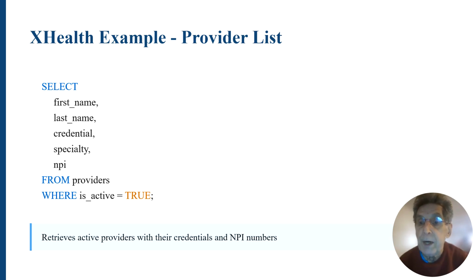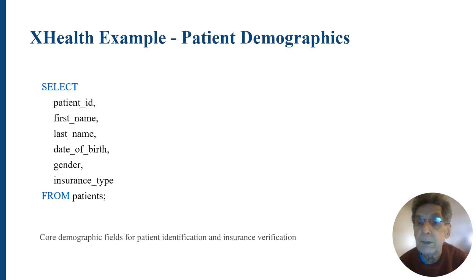Now, notice we have a where clause here. We're filtering to only show providers where is active equals true. We'll cover where in detail a little bit later, but this shows you how to combine the select and the where to get exactly the data that you want to display. This is the kind of query you might run to generate a provider directory or to verify a provider is still active in your system before scheduling a patient.